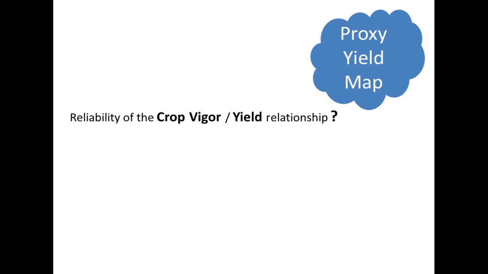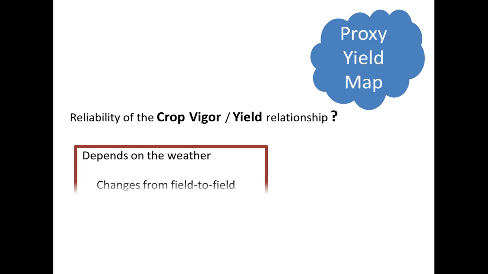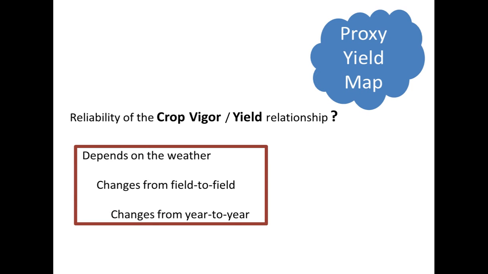The reliability of this kind of estimation of proxy yield map, considering the fact that we're going to be taking these images a month, maybe 2 months ahead of harvest. Are they any good? Well, it's probably of no surprise to you that the value of these depend on the weather. Weather probably has 25% or more to do with the last amount of grain produced as anything else. Weather is very important. Water is key.